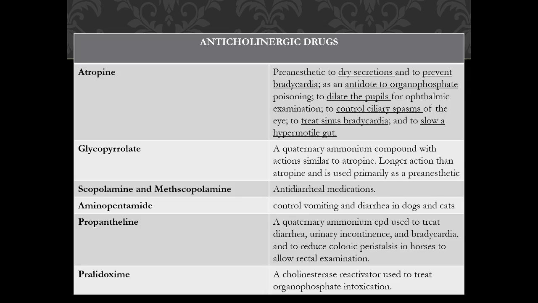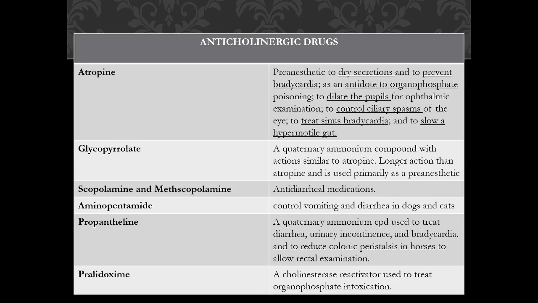Atropine is also used to dilate the pupils for an ophthalmic examination, control ciliary spasms, treat sinus bradycardia, and slow a hypermotile gut. Glycopyrrolate is a quaternary ammonium compound that acts similarly to atropine. It has a longer action than atropine and is used primarily as a pre-anesthetic. It's also more expensive than atropine.